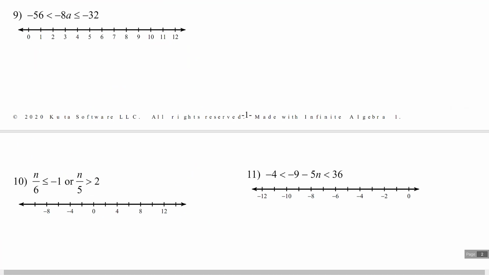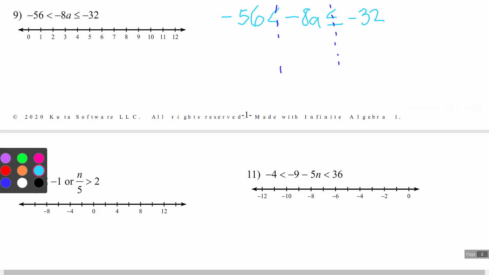Now, for number 9, it doesn't have the words and or, but this is a compound inequality. Since it's written as one inequality, it would be an and inequality. And I can write it down. -56 is less than -8a, which is less than or equal to -32. Now this inequality has 3 parts. So what we can do is solve for all 3 parts.